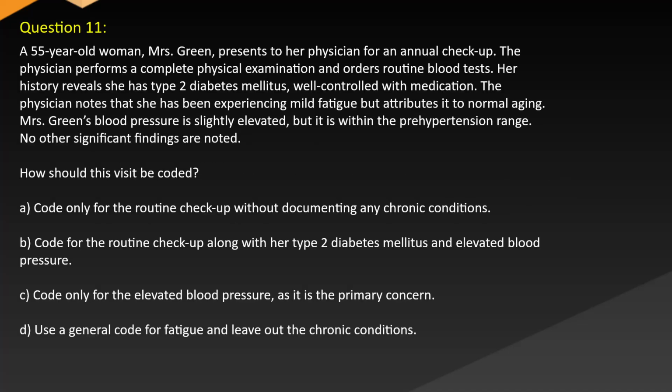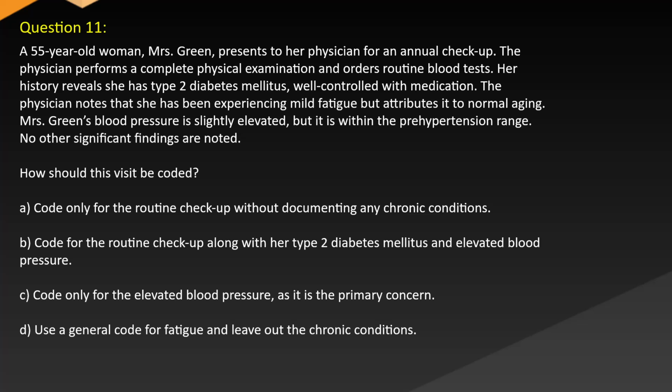Question 11. A 55-year-old woman, Mrs. Green, presents to her physician for an annual checkup. The physician performs a complete physical examination and orders routine blood tests. Her history reveals she has type 2 diabetes mellitus, well controlled with medication. The physician notes that she has been experiencing mild fatigue but attributes it to normal aging. Mrs. Green's blood pressure is slightly elevated, but it is within pre-hypertension range. No other significant findings are noted.